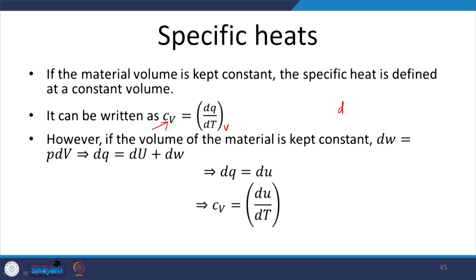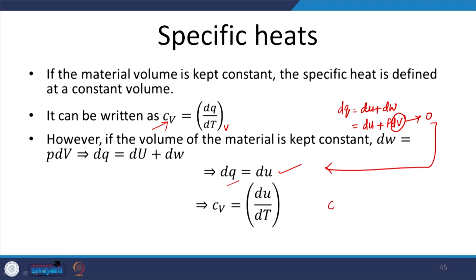However, if the volume of the material is kept constant, one very important consequence is that, from the first law, dq is equal to du plus dw. du is the change in the internal energy, we will write it as it is, plus dw, which is p dv, right. So, if the volume is kept constant, this term dv becomes simply 0. That means dq is just du as a consequence of this.